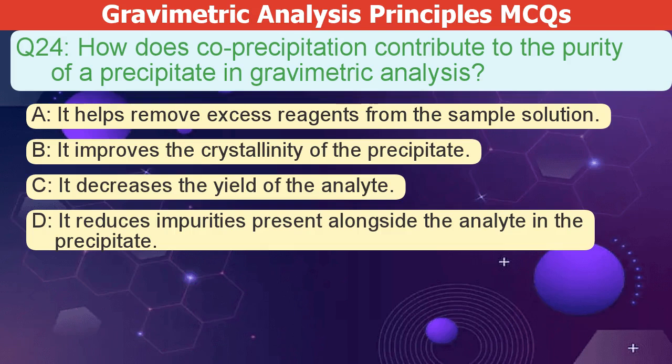How does co-precipitation contribute to the purity of a precipitate in gravimetric analysis? A. It helps remove excess reagents from the sample solution. B. It improves the crystallinity of the precipitate. C. It decreases the yield of the analyte. D. It reduces impurities present alongside the analyte in the precipitate.